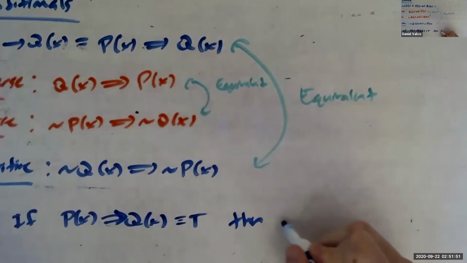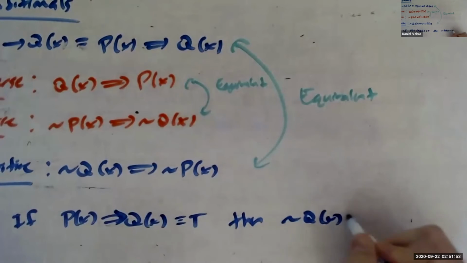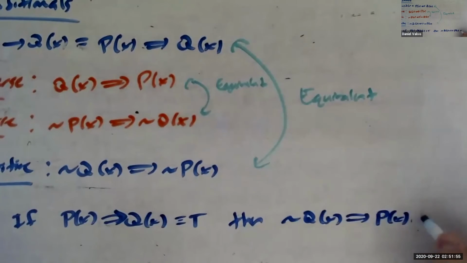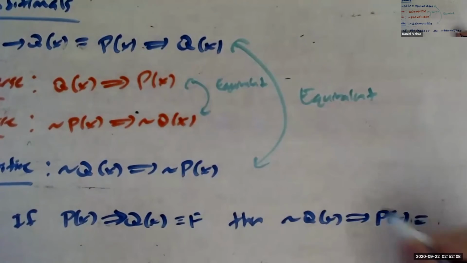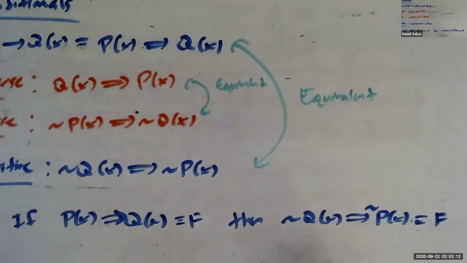Then not Q of X implies not P of X is true. And it also works the other way. If you know that not Q of X implies not P of X is true, then P of X implies Q of X is true. If you know P of X implies Q of X is false, then you know not Q of X implies not P of X is also false. That's what it means to be equivalent. For any domain, for anything you pick, this is totally general. It works in all cases.